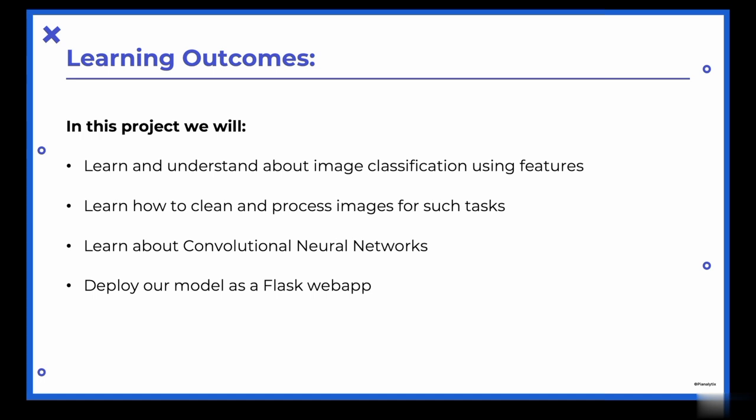So what are the learning outcomes of this project? In this project, we will learn and understand about image classification using features. We'll learn how to clean and process images for such tasks. We'll learn about convolutional neural networks. And finally, we'll learn how to deploy our model as a Flask web app.